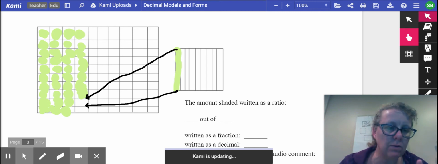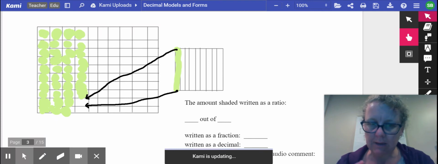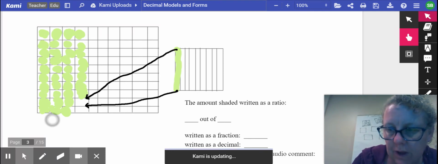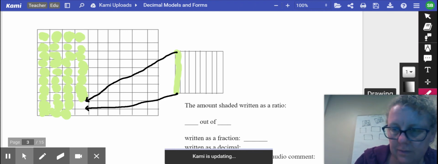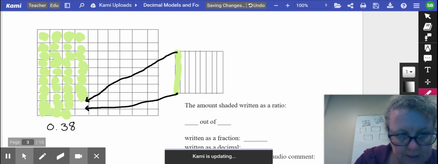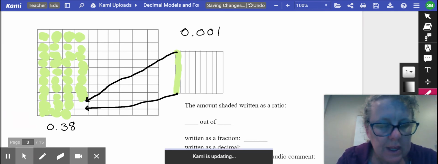If I was showing it like this, and I talked about this in extra math yesterday, if you came, you would have gotten this little lesson. I'm going to show it over here. So if I have this, this is 38 hundredths. Over here, this is how I would write 1,000th.